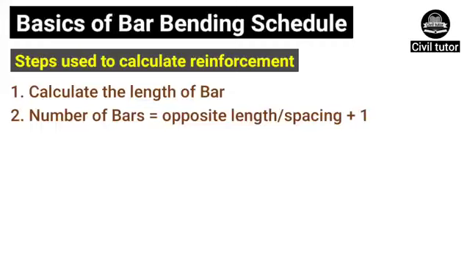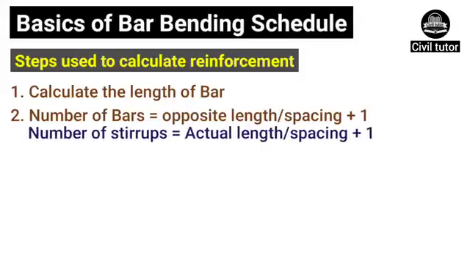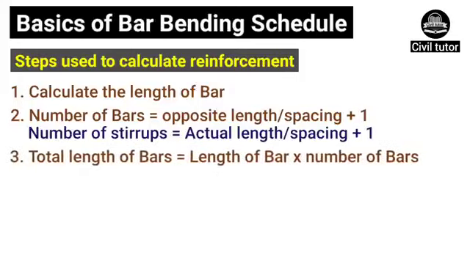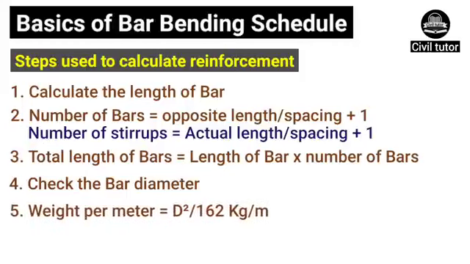Or in case we need to calculate the number of stirrups, the formula will be actual length of beam or column upon spacing plus 1. The third step is to calculate the total length of bars, which is equal to the length of bar into number of bars. The fourth step is to check the diameter of bar used, and in the fifth step the weight per meter of bar is calculated by using the formula d square upon 162 kg per meter.